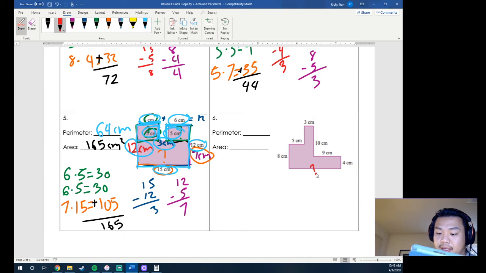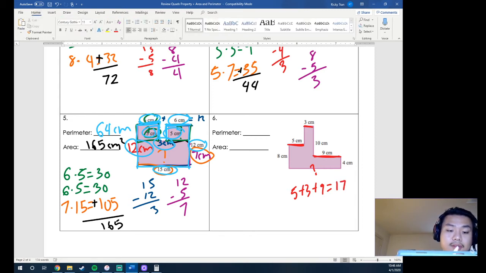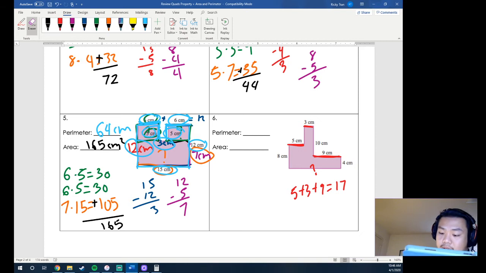To find this side, we need to get this whole length. We need to add this length, plus this length, plus this length. So 5 plus 3 plus 9 is 17. So this bottom length down here is 17 centimeters. And for perimeter, again, we're just adding all the sides.